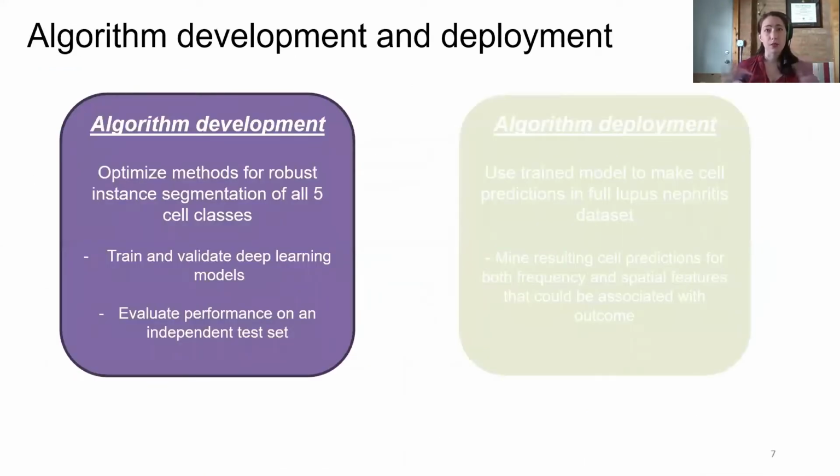This is split up into two segments. We have first algorithm development, and what we're going to do here is optimize methods for robust instance segmentation of 5 cell classes. This is all 5 cell classes probed. I'll go through the data set in just a second. We're going to train and validate these models and then evaluate on an independent test set to make sure this will generalize to our full cohort.